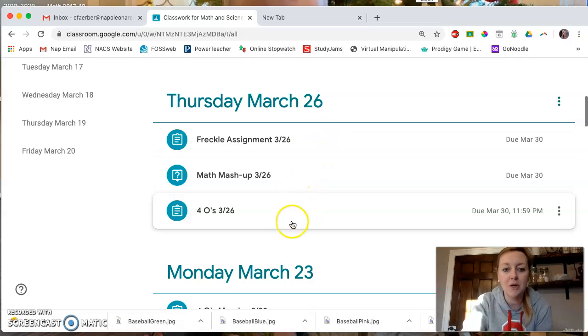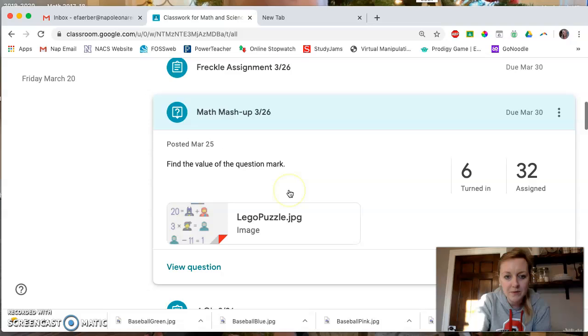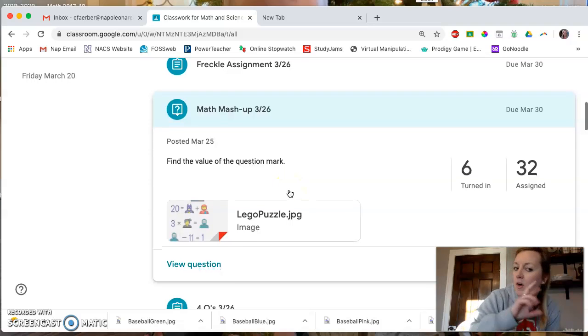Freckle, Math Mashup, 4 O's. You guys are all doing great with Math Mashup and 4 O's. Let's see what the Math Mashup is today. Okay, the Math Mashup is the equations. You have to find the value of the question mark at the end.